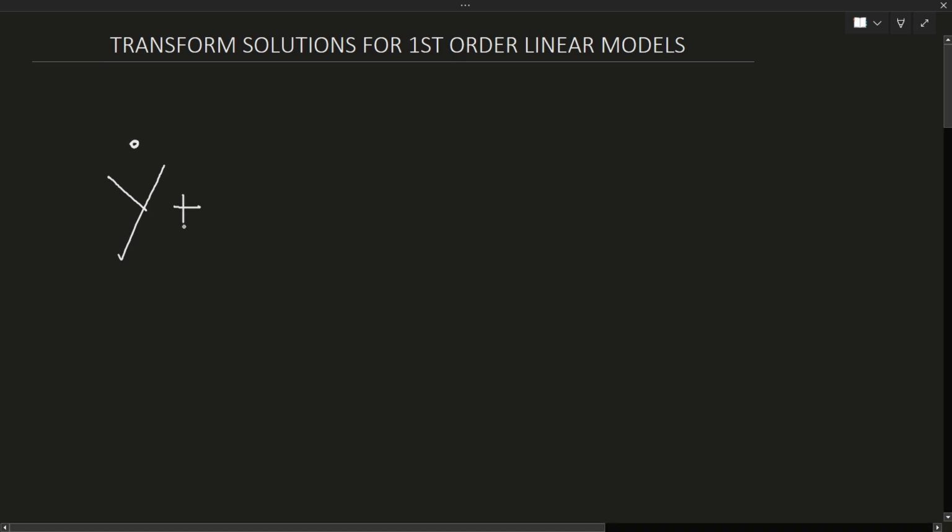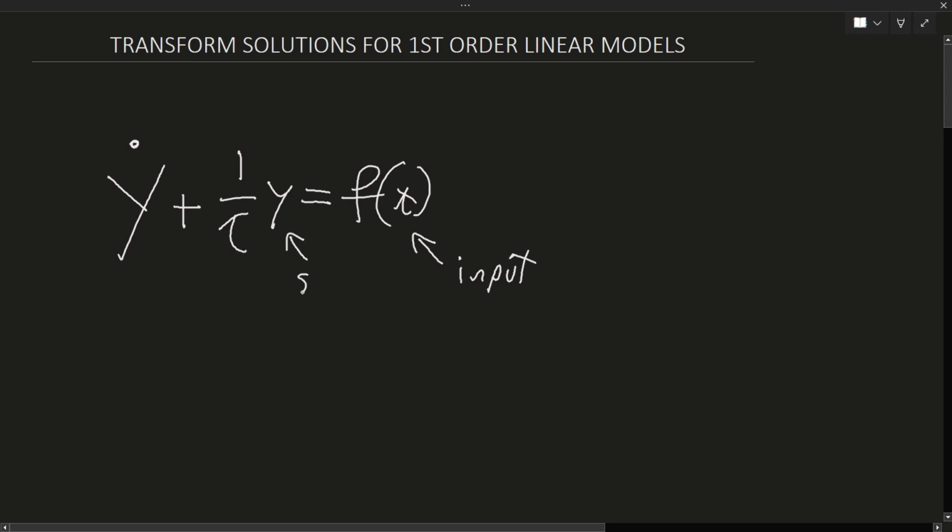y dot plus 1 over tau y equals f of t. f of t is your input function, and y is your system's response. Anything that's first order is going to follow this equation, and the answer is going to be this. Your system's response is going to be this.